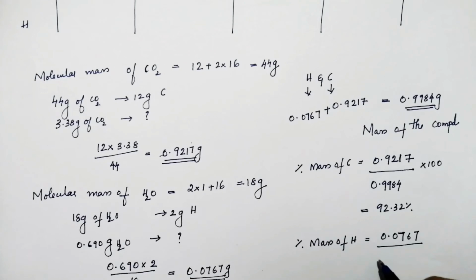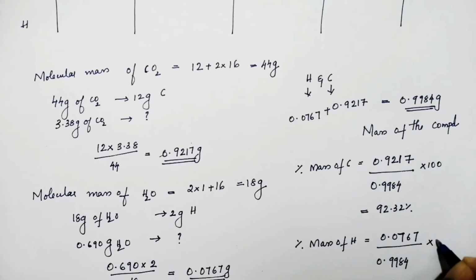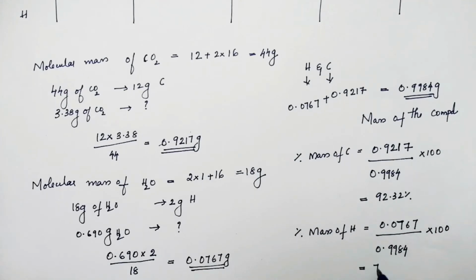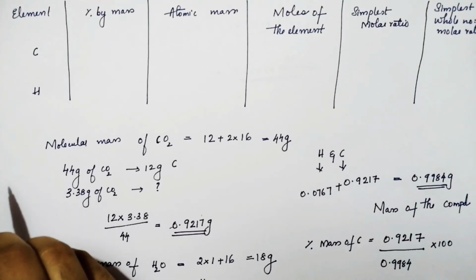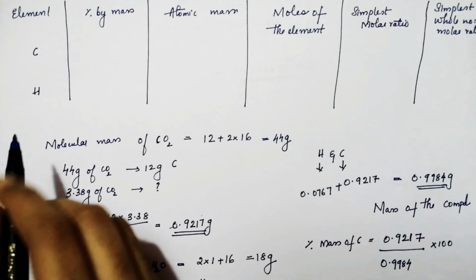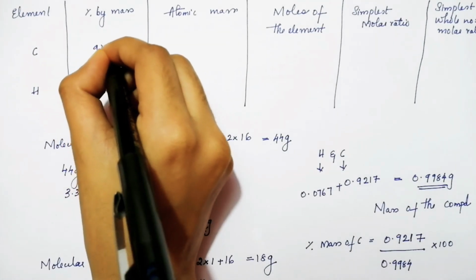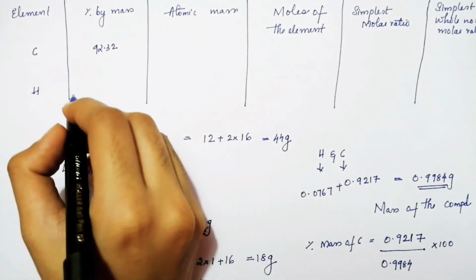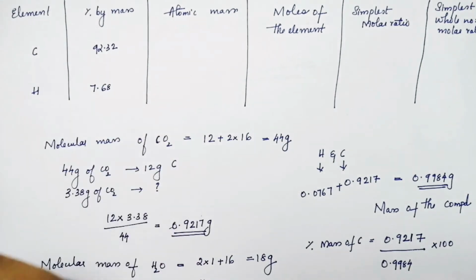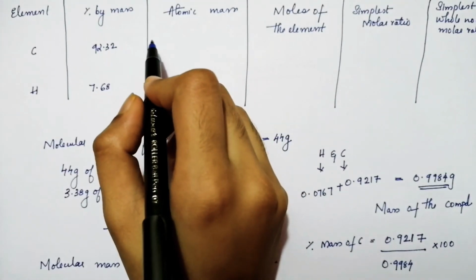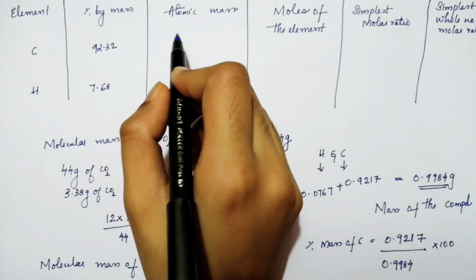Similarly, the percentage mass of hydrogen can also be found, and that is mass of hydrogen, 0.0767, divided by mass of the compound, 0.9984, multiplied with 100, and this gives us 7.68 percentage. Now let us put these percentage by mass into this table. So we have calculated for carbon it is 92.32 percentage and for hydrogen it is 7.68 percentage.